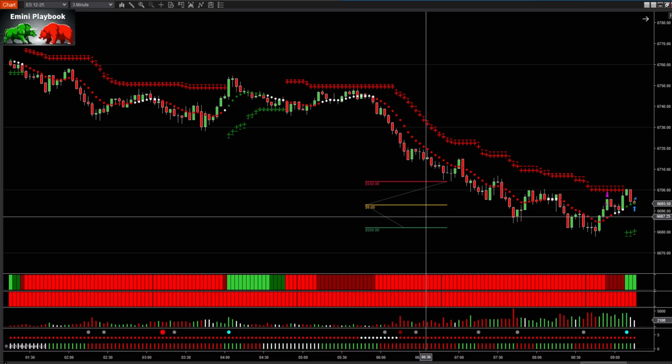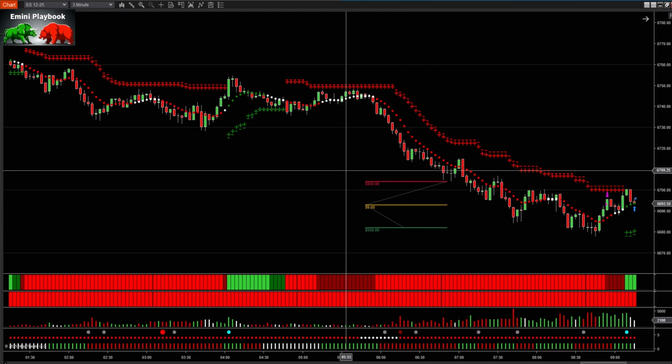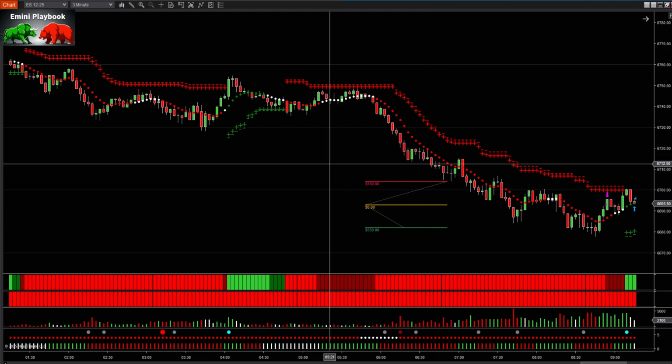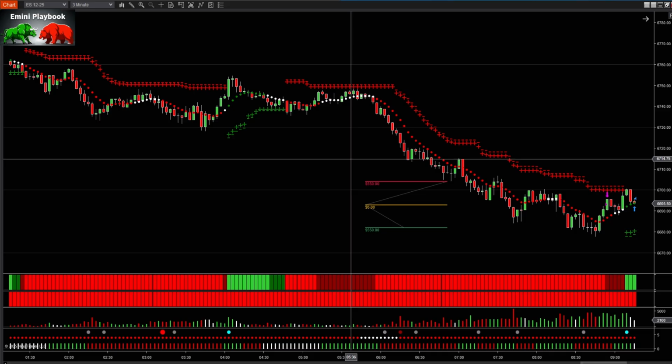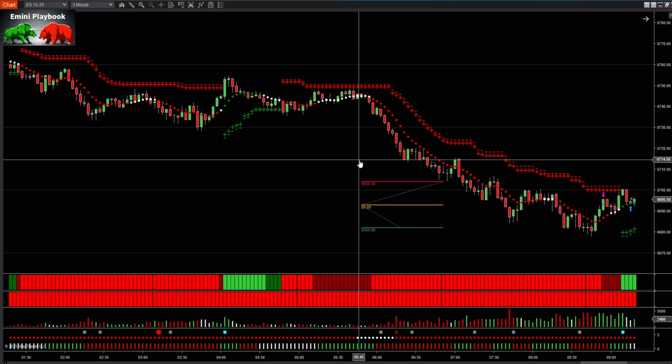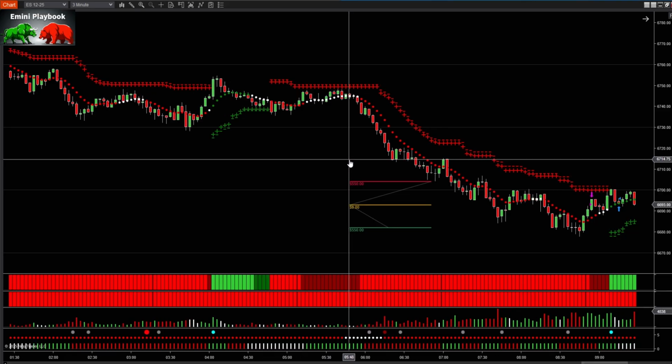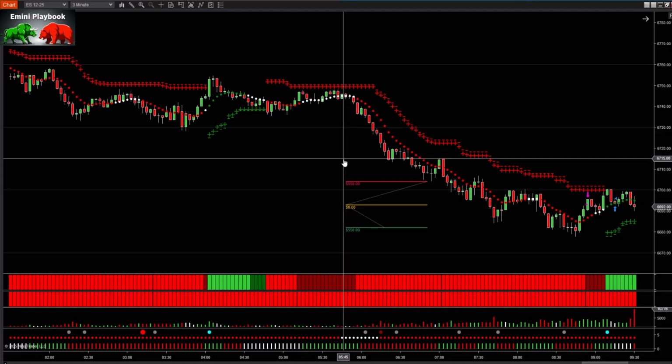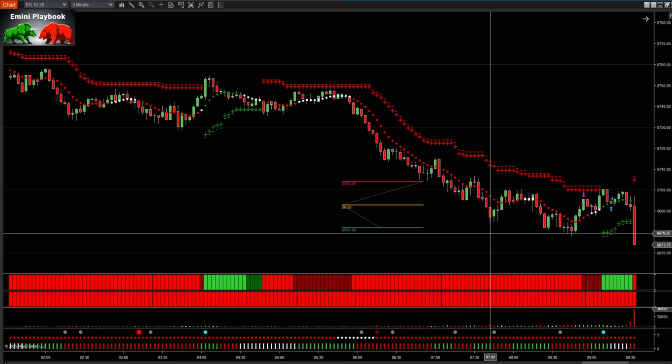As we move forward, we see that the market continued to go up, and then at 9:30, when the New York session opened, we get this huge candle down. So that is the activity that we are able to gauge, and we're able to use our tool to make those decisions in real time.